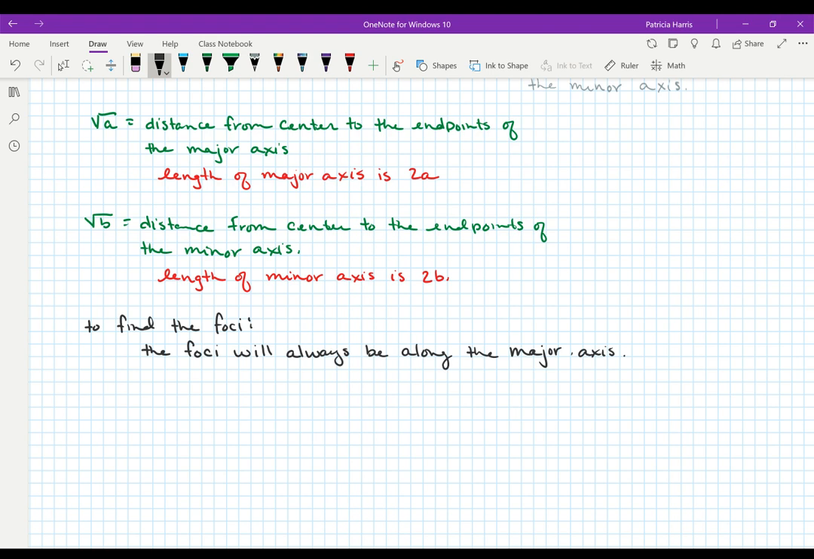Okay, which means they'll always be inside the ellipse. Not parabola, ellipse. So if you find yourself graphing an ellipse on paper and you're graphing your foci and they're outside the ellipse, something's wrong. Okay? The formula for finding the foci is actually pretty simple.